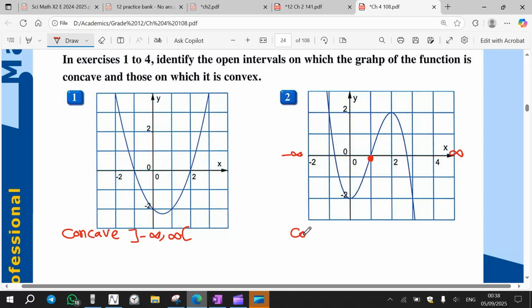So concave is from negative infinity until 0. Convex is from 0 until positive infinity. This is convex, this is concave.